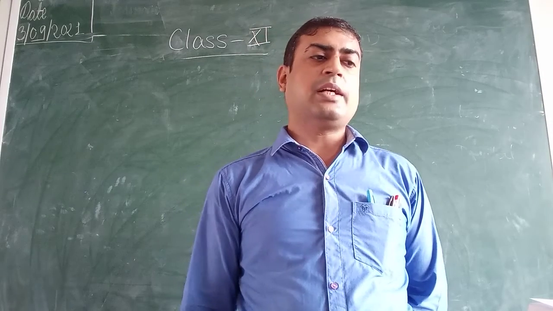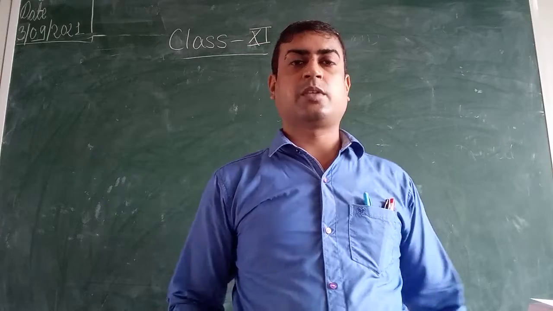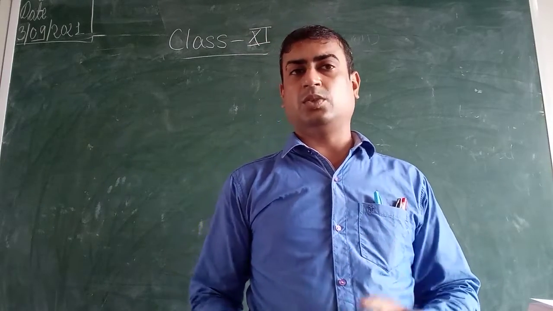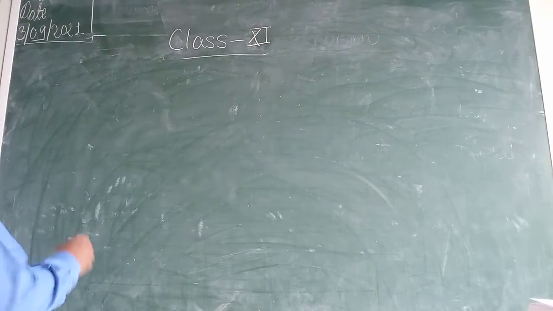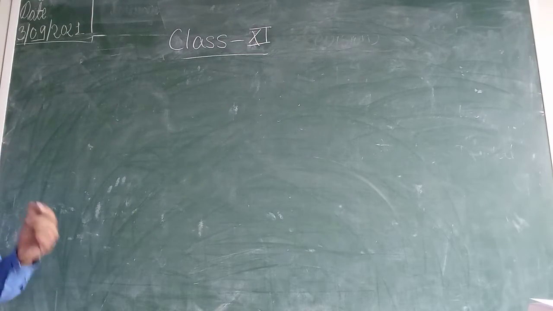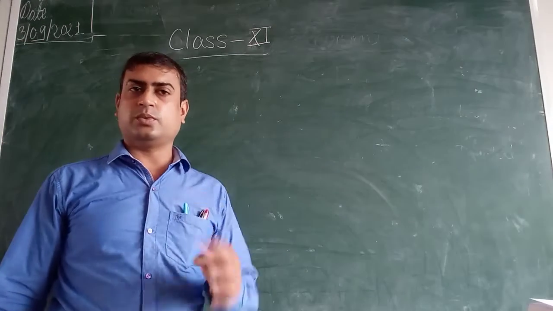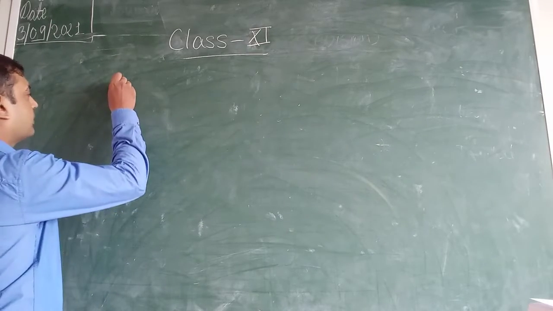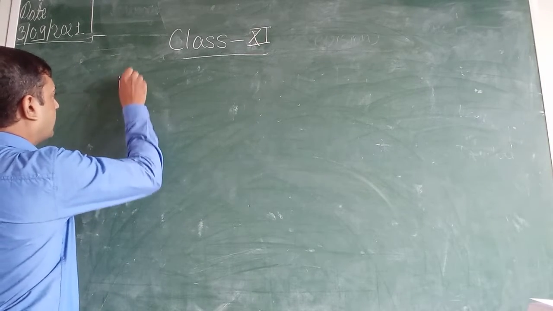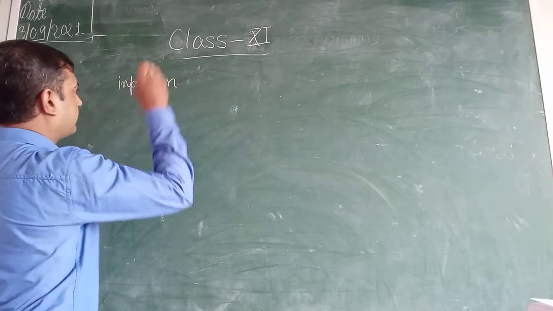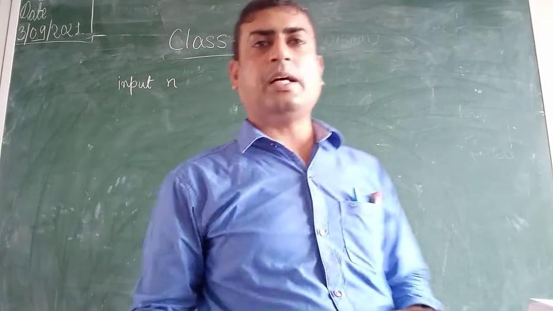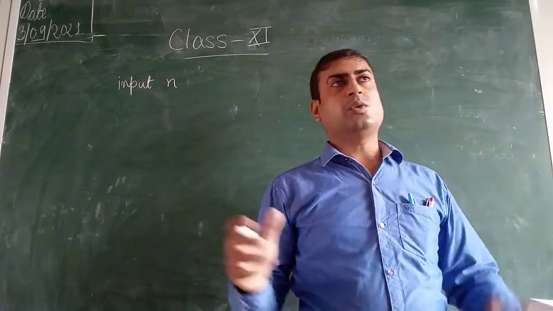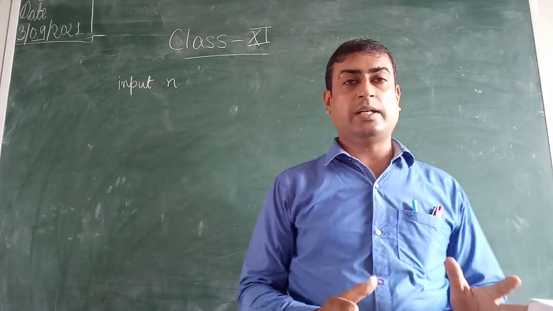Write an algorithm to find the square of a number. First, you must know how to find the square of any number. One number which we want, that I don't know, so I may take that number as input from the user. Input n. I am not writing a program, I am writing the simple way of thinking. Input n. Now I want one variable to hold the square.